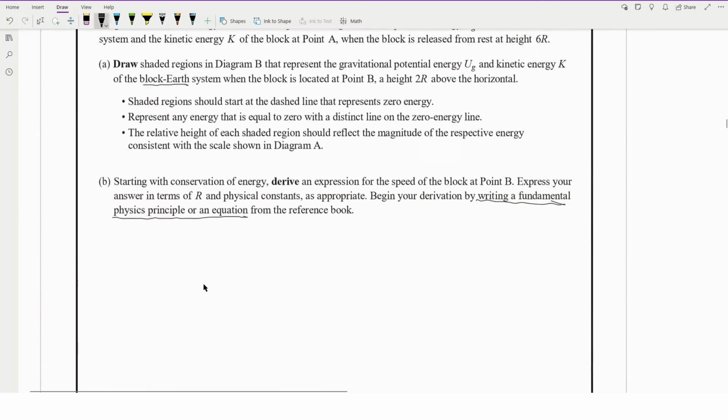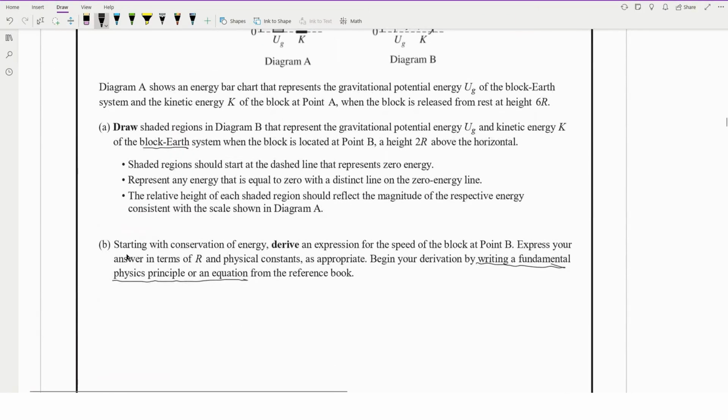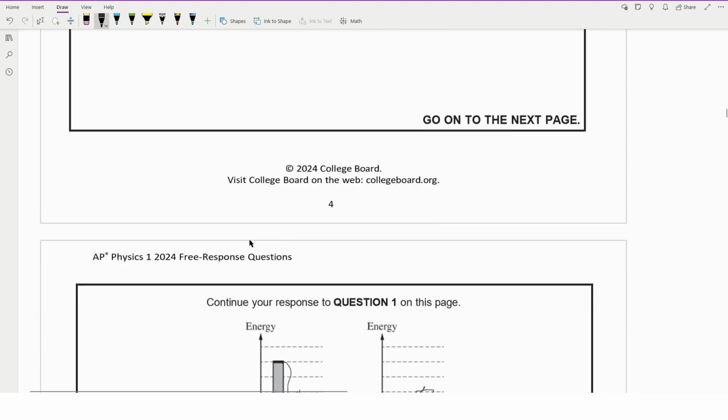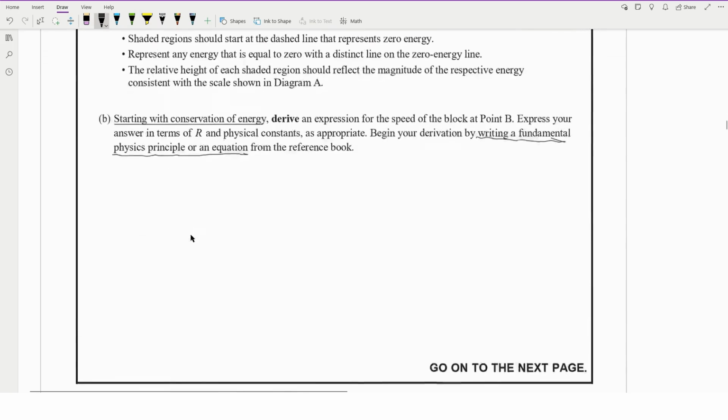First of all, the question gives you a big hint: starting with the conservation of energy. What is the conservation of energy? The conservation of energy states that the initial total mechanical energy is always equal to the final mechanical energy.